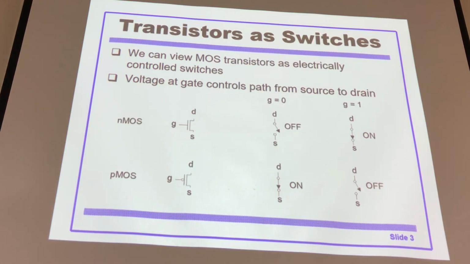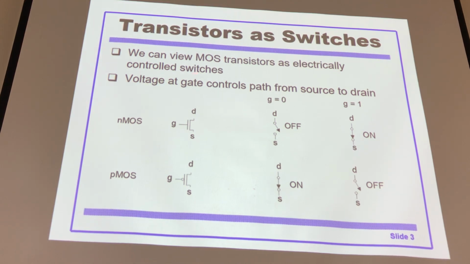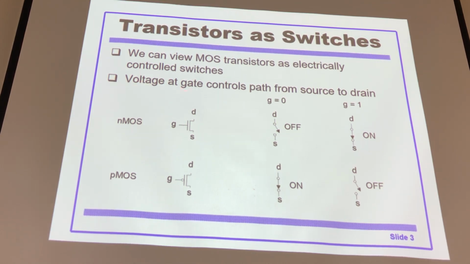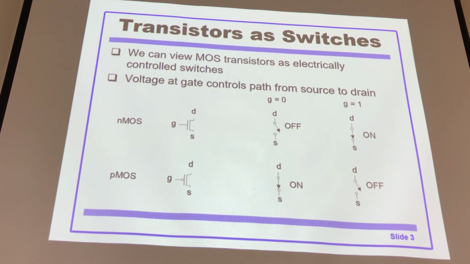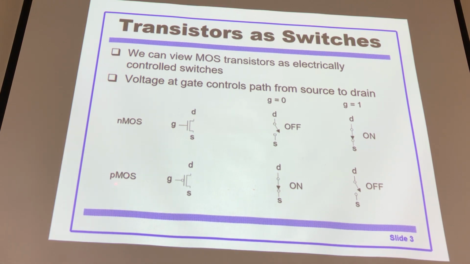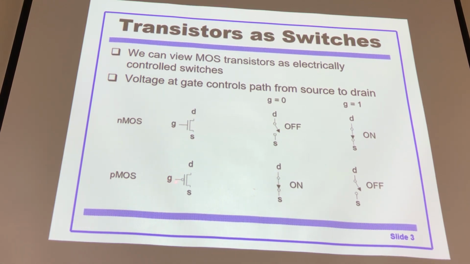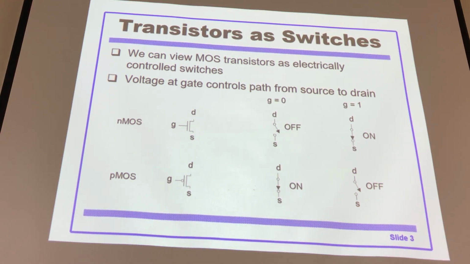Remember that we mentioned it before. For static CMOS, each MOS transistor is an electrically controlled switch, and the voltage at the gate controls the path from source to drain, on or off, depending on your gate terminal. For an NMOS transistor, when the gate is high, it's on. For a PMOS transistor, when the gate terminal is 0, it's on. So we have already covered that.